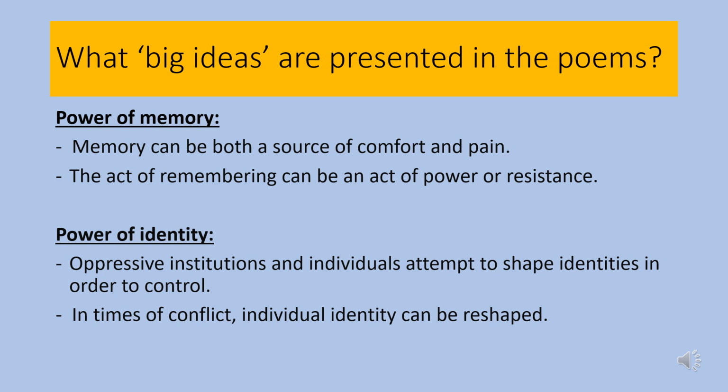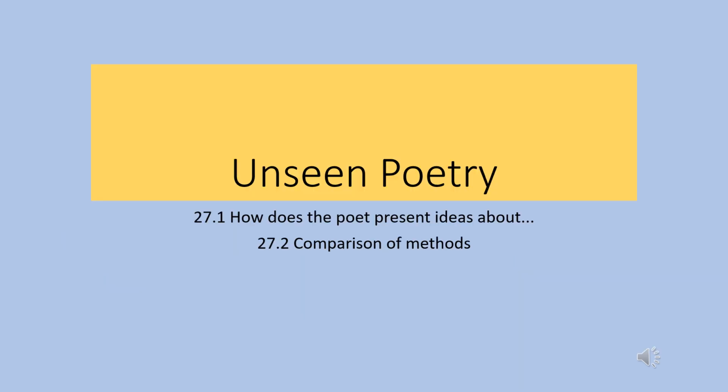Furthermore, other big ideas that you could include are the power of memory. Memory can be both a source of comfort and pain. The act of remembering can be an act of power or resistance. For the power of identity, you could include the idea that oppressive institutions and individuals attempt to shape identities in order to control. And in times of conflict, individual identity can be reshaped. It is important that you refer to and compare the big ideas to the two poems that you discuss in your essay.